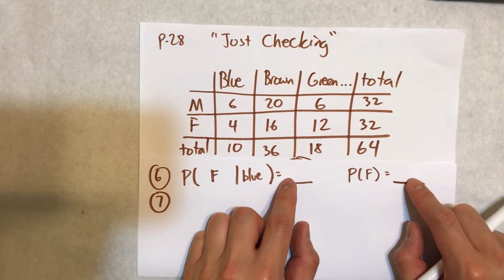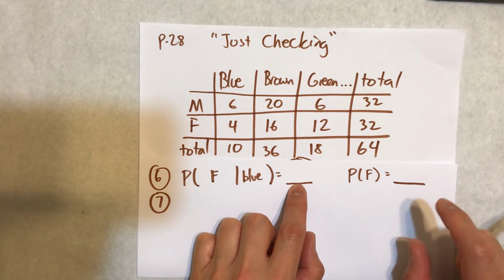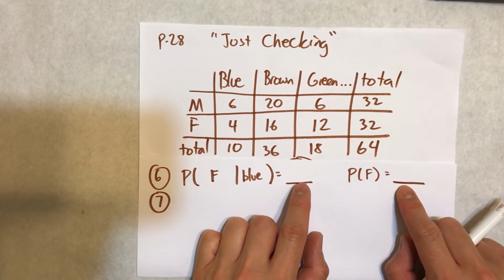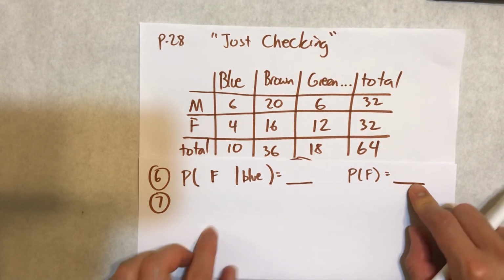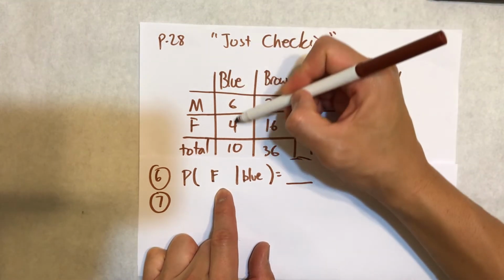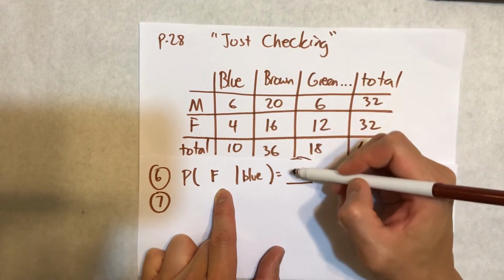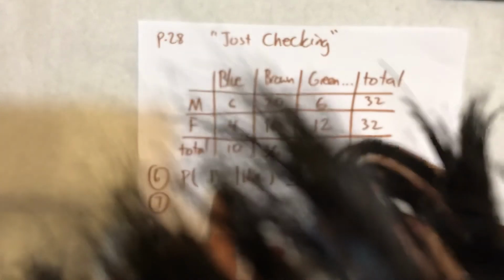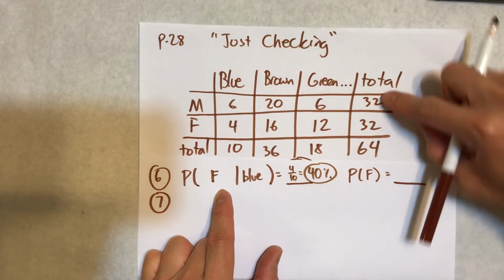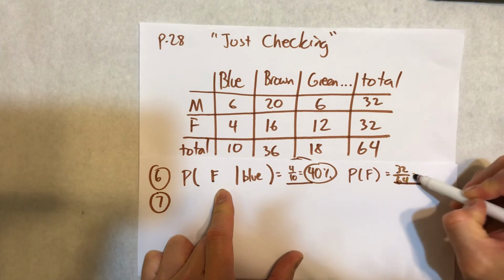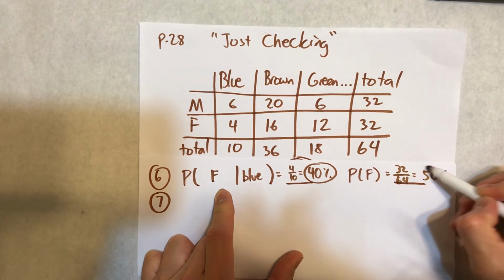Now, if you tell me on a test that this is 30% and this is 98%, and you say, yeah, they're close enough, I'd question that, okay? No, I wouldn't question that. I would mark it wrong. So the probability of being a female, given that you're blue-eyed, so this would just be 4 out of 10, which would be a nice round 40%. And what's the probability of you being a female total? This would just be 32 out of 64, which would be a nice round 50%.